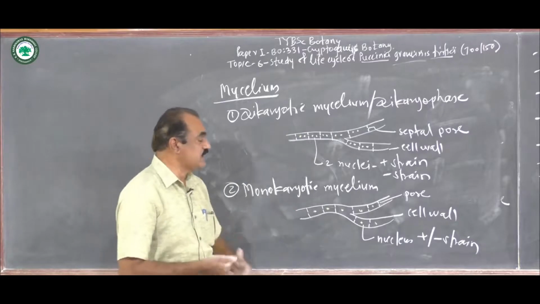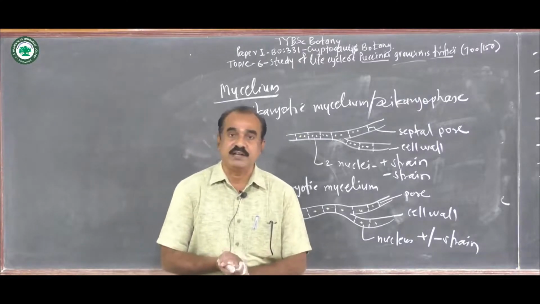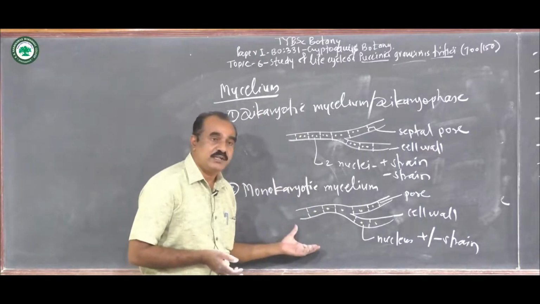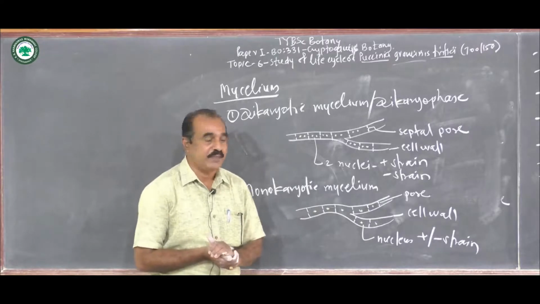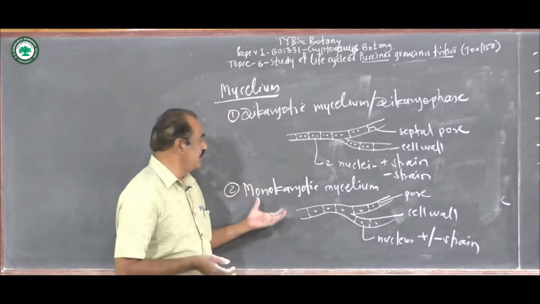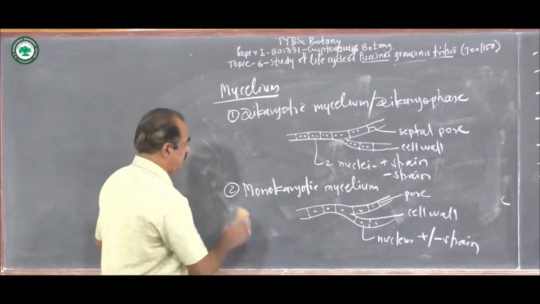Here in each cell of the mycelium there is a single nucleus. It is the plus strain or the minus strain, and according to this, that mycelium is called plus strain mycelium or minus strain mycelium, and in each septum there is a septal pore. Now this is the monokaryotic mycelium, which completes 2 stages in the life cycle.